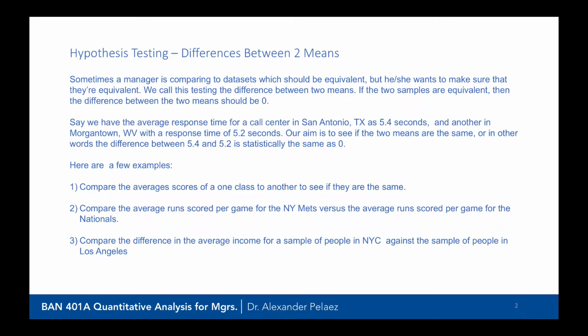Here are a few other examples. We want to compare the average scores of one class to another to see if they're the same. Or compare the average runs scored per game for the New York Mets versus the average runs scored per game for the Washington Nationals. We could even compare the difference in average income for a sample of people in New York City against the sample of people in Los Angeles.